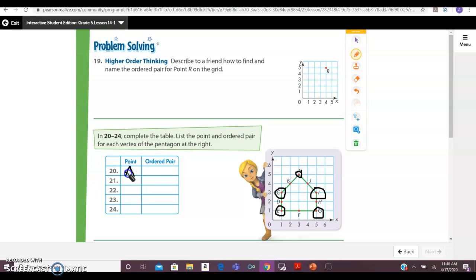So you are going to identify the points A, C, E, G, and I. You're going to tell me the ordered pairs for each of these points.